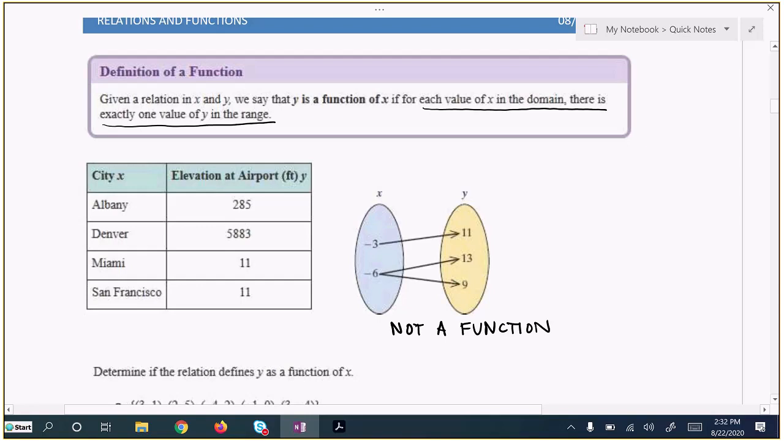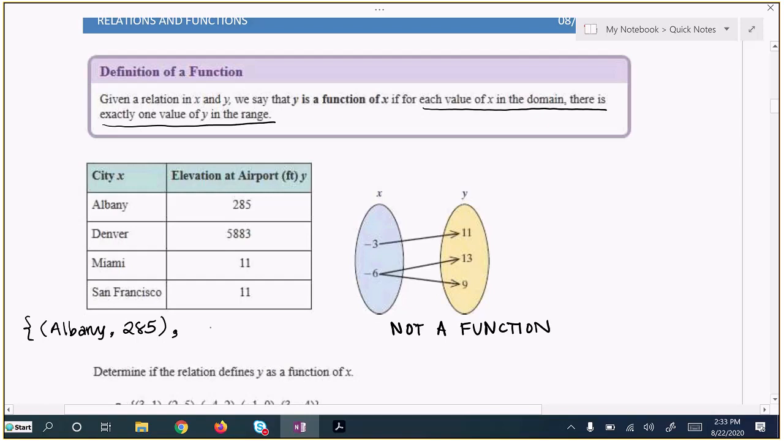It's also helpful to think of functions in terms of tables sometimes. So you can see here the table where we have cities, and we're labeling that as x. Elevation of the airport, we're labeling as y. So we have Albany, and its airport has an elevation of 285. So we can think about this as an ordered pair. The first entry is Albany, the second is 285.